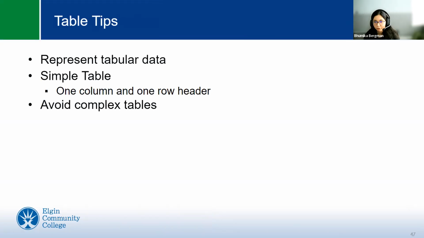Now let's look at tables. Tables are used to represent tabular data. Use tables only if necessary. And if you use a table, try to keep your table simple. Simple tables are tables with 1 column and 1 row header. And try to avoid complex tables. Complex tables are tables with multiple header rows, multiple header columns, or merged cells.